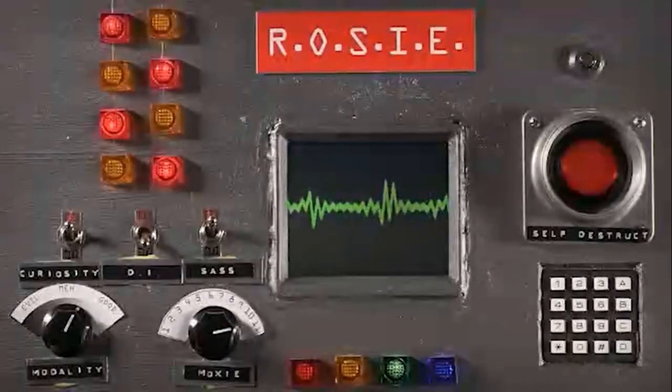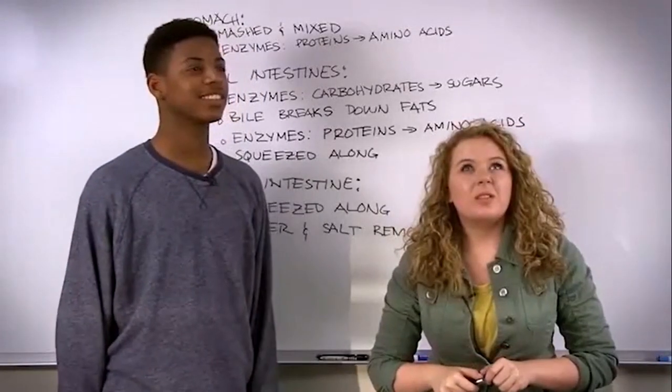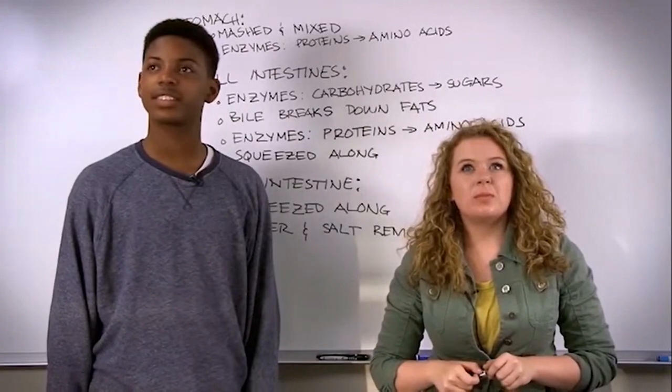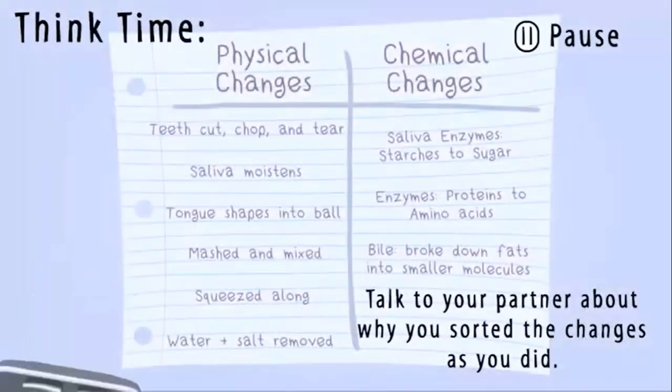So you two have a list of all the changes that happen during digestion. Now you just have to sort them into either physical or chemical change. Why don't you pause the video, make a T-chart, and sort the list yourself? Here's how we sorted our list. What do you think? Does your T-chart match ours? Why don't you pause the video here and talk to a partner about how you sorted your list?